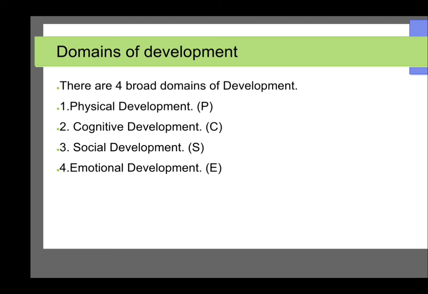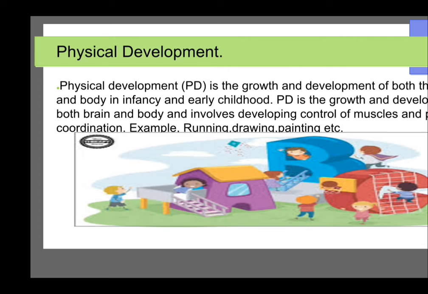Domains of development. There are 4 broad domains of development. First is physical development, second is cognitive development, third is social development, and fourth is emotional development. You can keep it in your mind as PCSE also. P for physical development, C for cognitive development, S for social development, and E for emotional development.